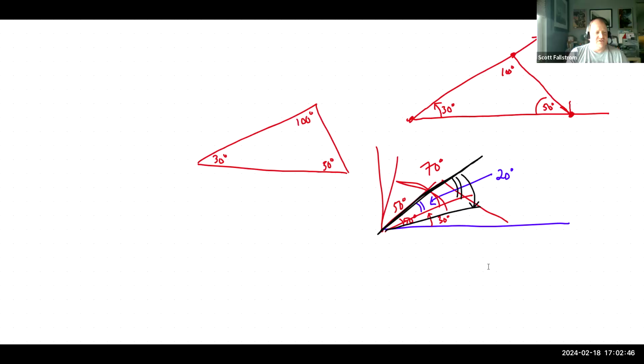Guess what angle you just created in the middle? It'd be this tiny little piece right here. It would be a big 30 and a 20. The difference would be 10. So I just built a 10-degree angle.